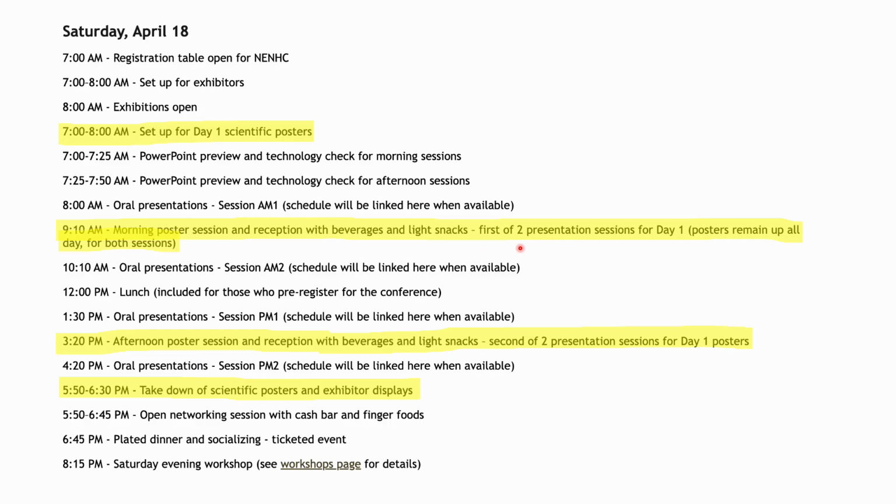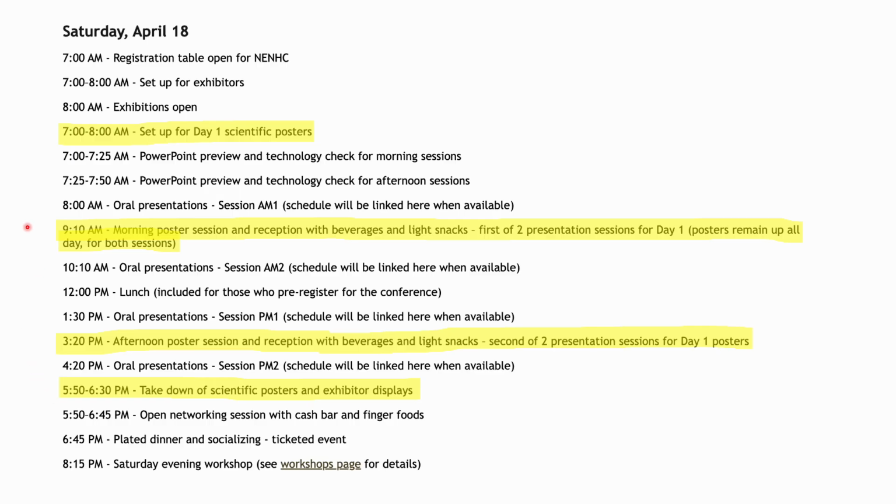This is the first of 2 presentations for the day. So all posters remain up for both sessions in this conference. Ours will not, but we will simulate this 2-session thing. So then they have an afternoon session that happens in between some oral presentations, and it just gives people a chance to break and talk and learn about other students' presentations and research. And then at the end of the day, they take down their posters.